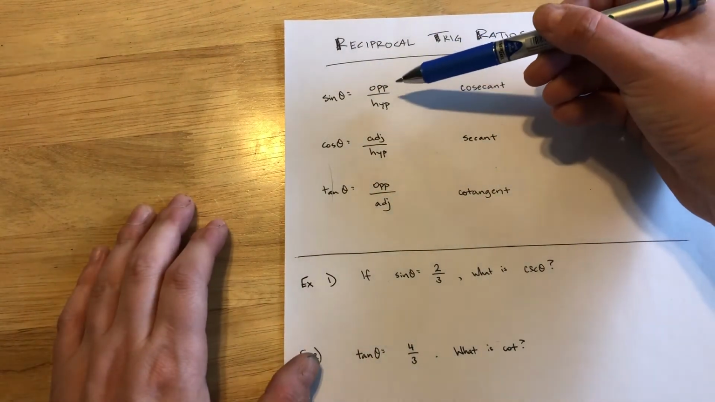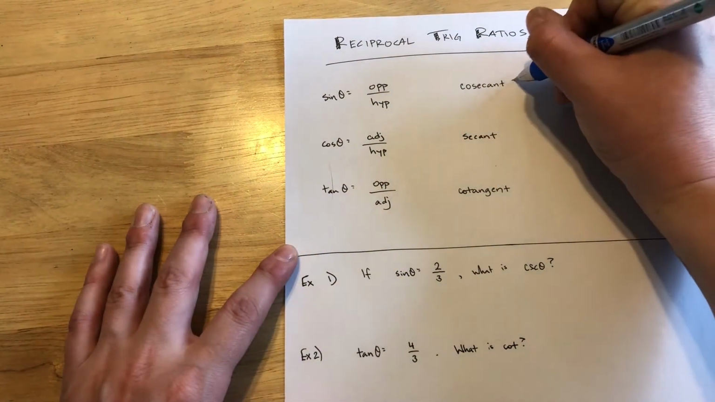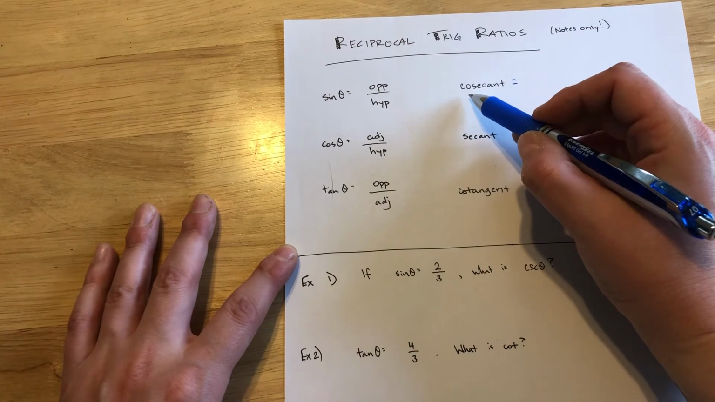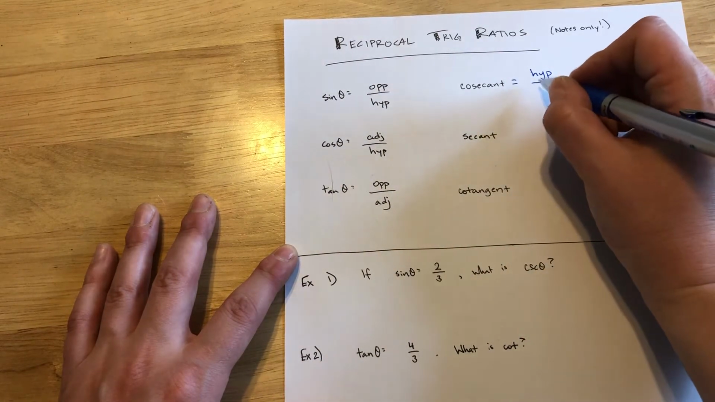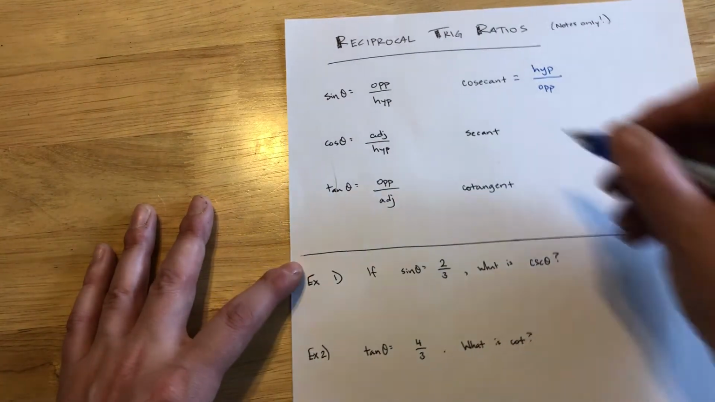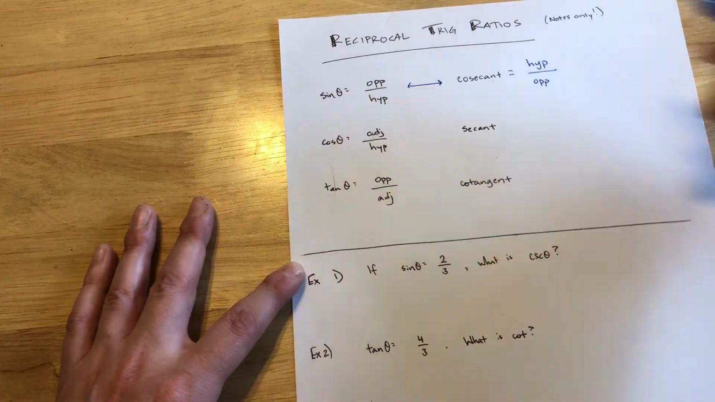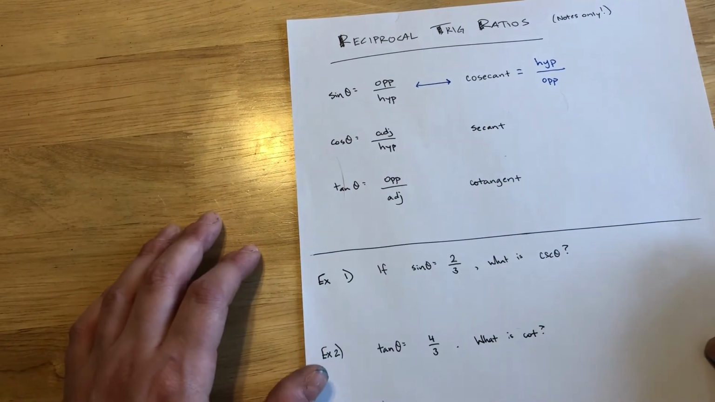So when we're looking at the sine ratio, it is the opposite over the hypotenuse. The cosecant ratio is the reciprocal of sine. So it is the hypotenuse over the opposite side of the triangle. So sine and cosecant go together. They are reciprocals of one another.